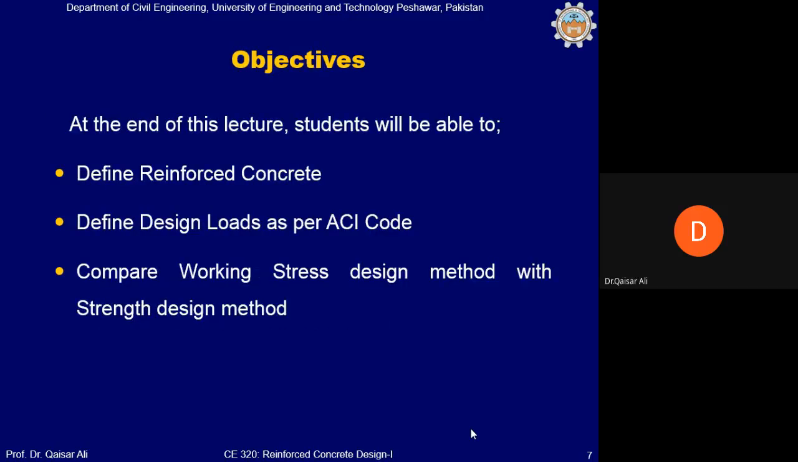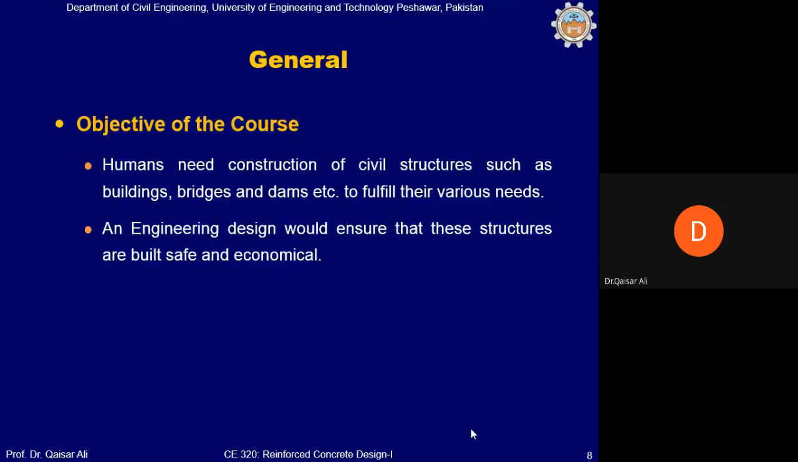Okay, the objectives of the course are, as I said earlier, that you will be able to see what reinforced concrete is, and you will also be able to differentiate between different design methods. The objective of this course is, as I said earlier, that humans need constructions by civil engineers, such as buildings, bridges, and dams, to fulfill their various needs. Buildings are needed by humans historically to save themselves from weather conditions and to have privacy and other things.